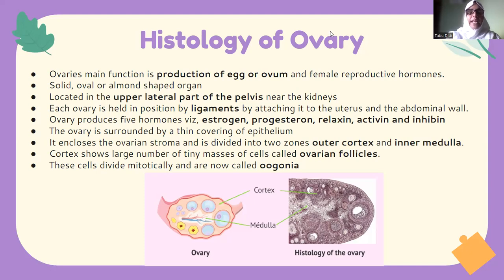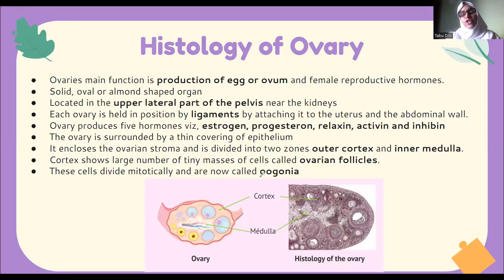The parent cell divides and gives rise to daughter cells. The parent cell will be known as oogonia. So these cells, the primary follicles, will then divide and grow. The first stage will be known as oogonia. They will divide mitotically and give rise to many oocytes. So oogonia we will call it.